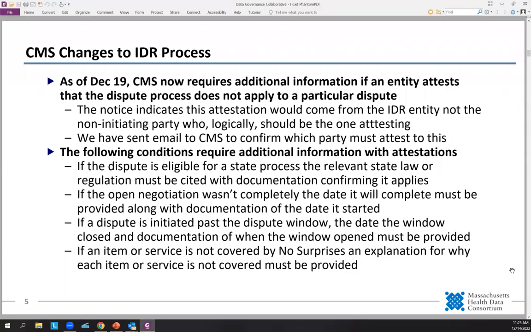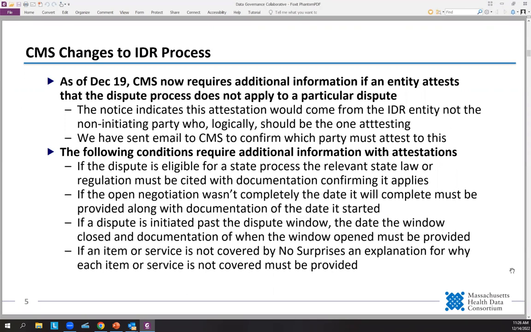But basically, for most of the situations where someone might initiate a dispute under No Surprises, and it doesn't fit the rules of the dispute, you have to include a lot more documentation starting on December 19th to show that that's actually the case. So one of the reasons why something might not be eligible for a dispute is that it falls under the state rules for how things get priced. It might be an all-payer model. There are a couple of other reasons. And if that actually is the case, then you have to cite the relevant state law with documentation confirming that it actually applies to this situation.